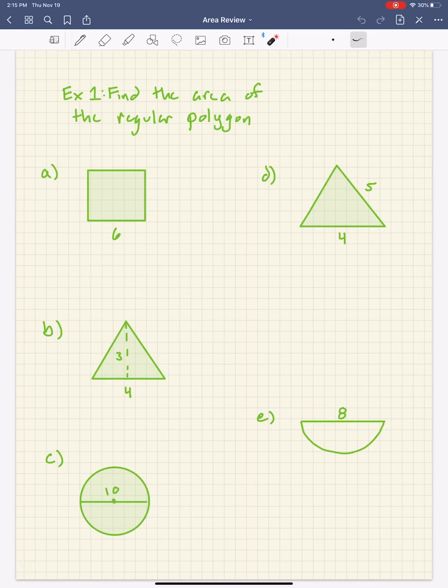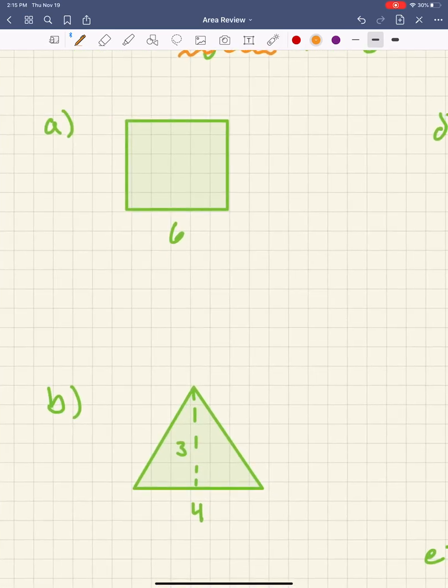It says find the area of the regular polygon. So the key here is that it states that these are regular polygons. All right, so then that implies that all of the side lengths are the same.